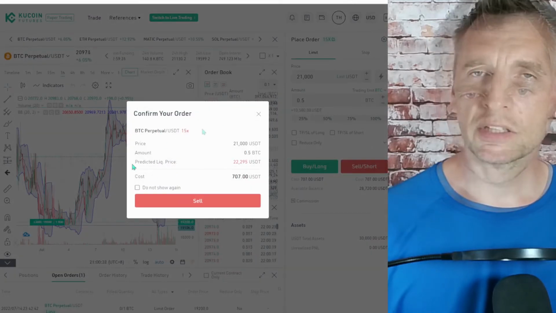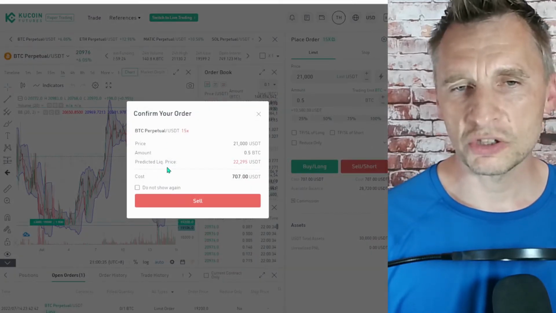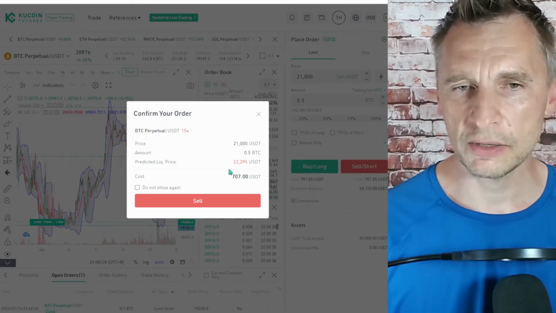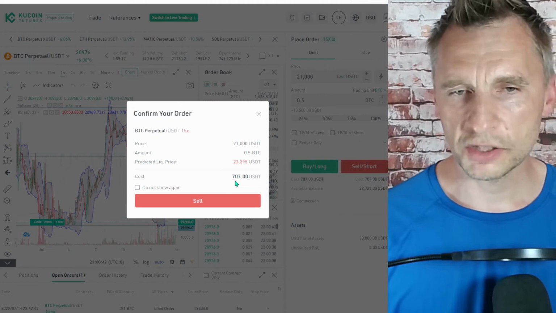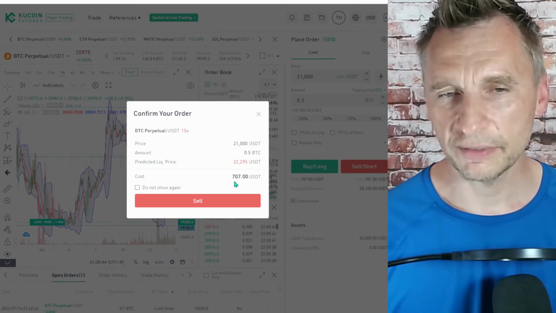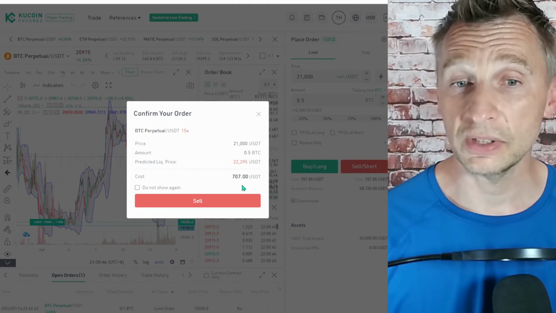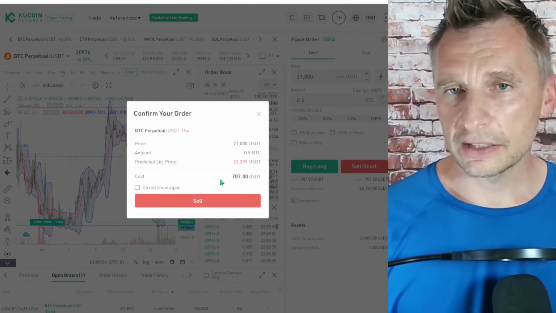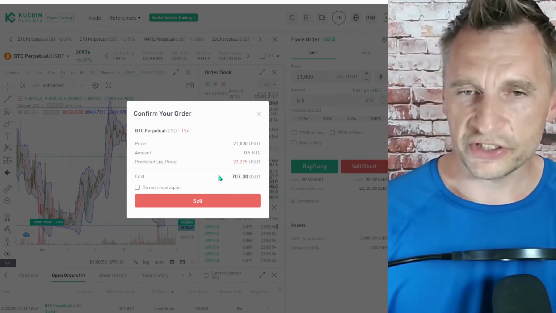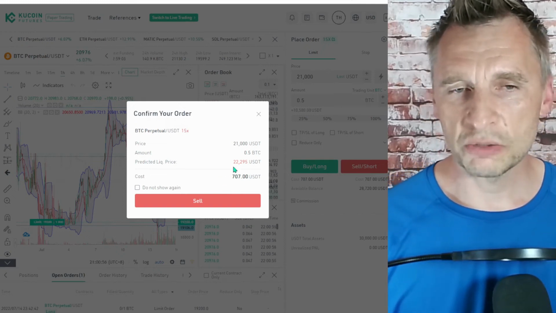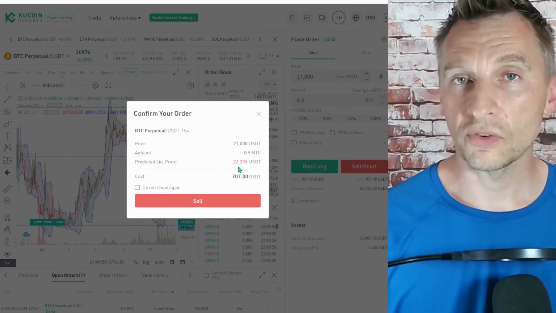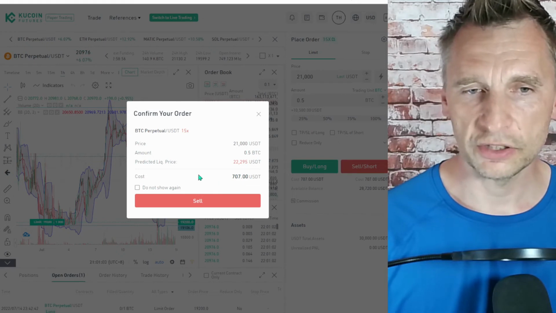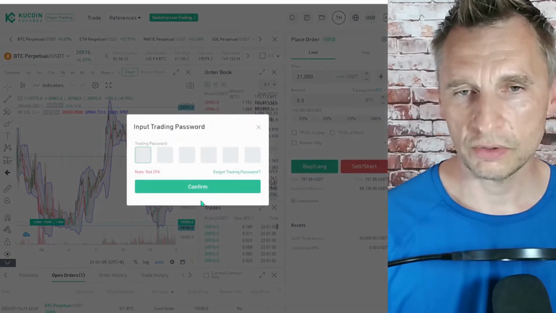So here we go. Kucoin provides you with a predicted liquidation price as well. If I purchase half a Bitcoin at 21,000, my cost will be about $707. Remember, it's a 15x leverage, so $707 on a 15x leverage comes out to about $10,000. I guess that's the calculation. And my liquidation price would be at $22,000. So if Bitcoin pumped to $22,000, I would lose my $707. And so we'll set it right there.